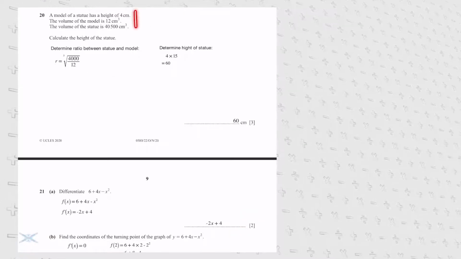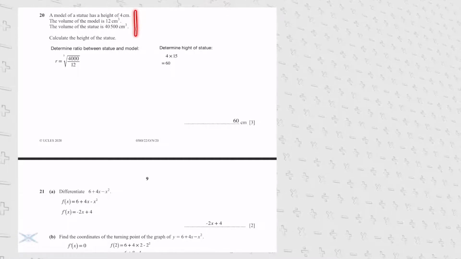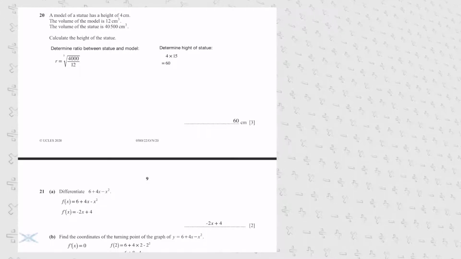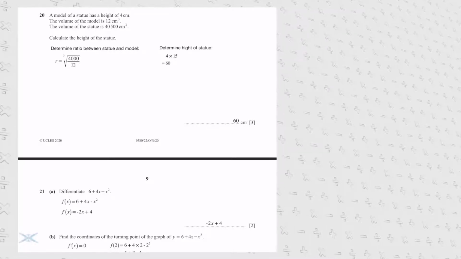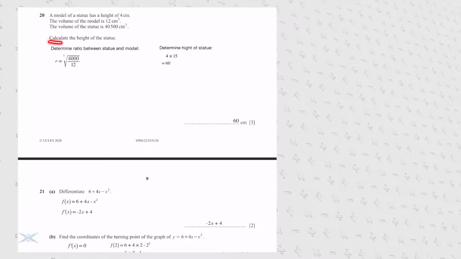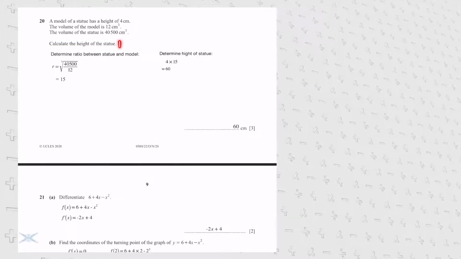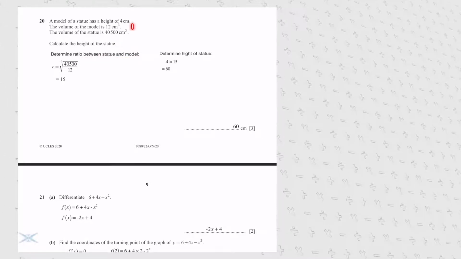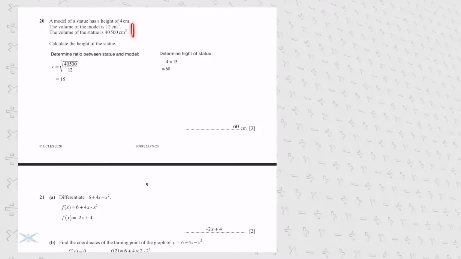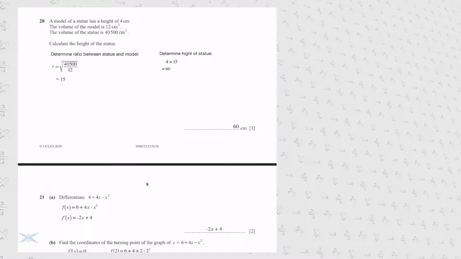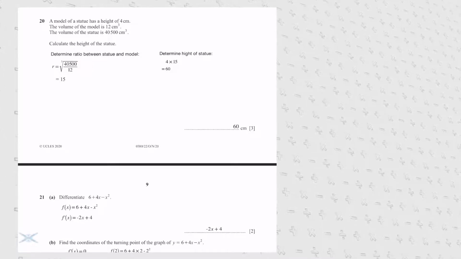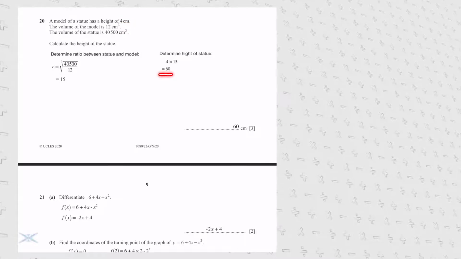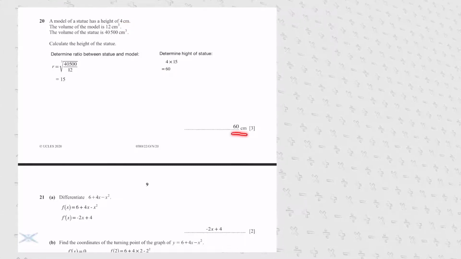In exercise 22, we have a model of a statue that has a height of 4 centimeters. The volume of the model is 12 centimeters cubed, and the volume of the real statue is 40,500 centimeters cubed. We are now required to calculate the height of the statue. So in order to calculate the height of the statue, we need firstly to determine the ratio between statue and model. To do so, we will be dividing the volume of the statue by the volume of its model, and then figure out its cube root, since we need to get this ratio down from its third dimension to the first dimension in order to determine the height of the statue, which in this case is 60 centimeters.